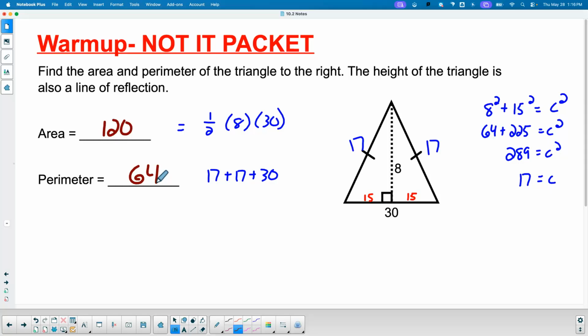Gotta know what you have. You know what you're given, to know what you can find. Okay? Especially in this stuff. Especially because when we get into composite figures, you gotta know what you got. Okay? You gotta know what you can break it up into.